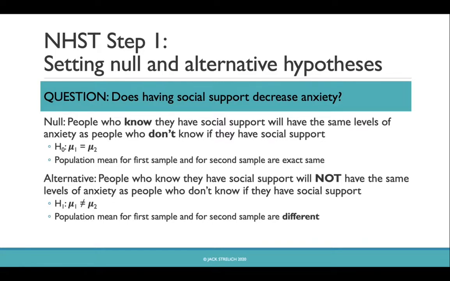Another way we can think about these hypotheses is that our null hypothesis is that both of our samples were actually drawn from the same population. Our alternative hypothesis is that our samples were drawn from two different populations with two different means.